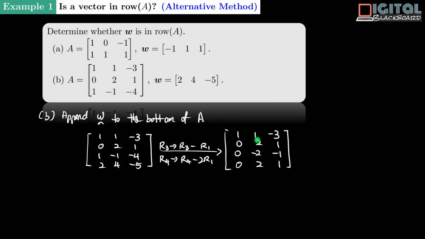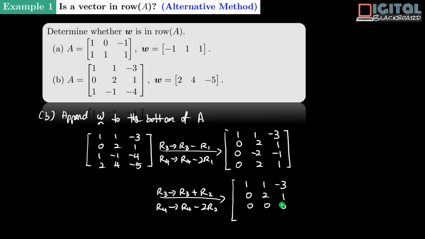Right now, the second pivot lies here, so we have to get rid of these 2 numbers, minus 2 and 2, below the pivot. And for that, you apply two more row operations. Row 3 becomes row 3 plus row 2. Row 4 becomes row 4 minus 2 row 2. And we end up with 1, 1, minus 3, 0, 2, 1, 0, 0, 0. So also all zeros.